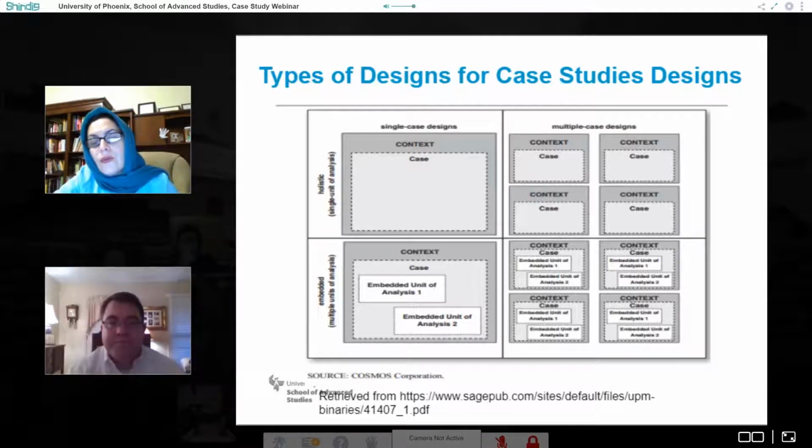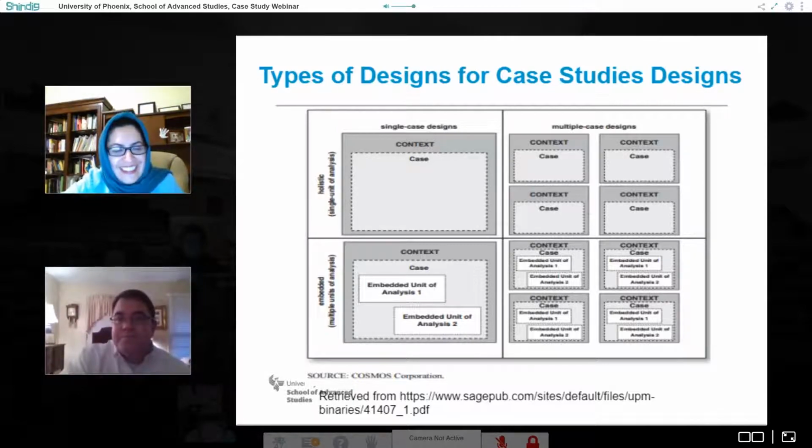And then here we have multiple organizations, but we are only looking for the policy for promotion. So this is the case for multiple cases in holistic. And then in the 4th version, we have multiple organizations and we are looking for 2 units of analysis in each organization. One is the policy and the other one is actually the group of employees. Clear? I hope.